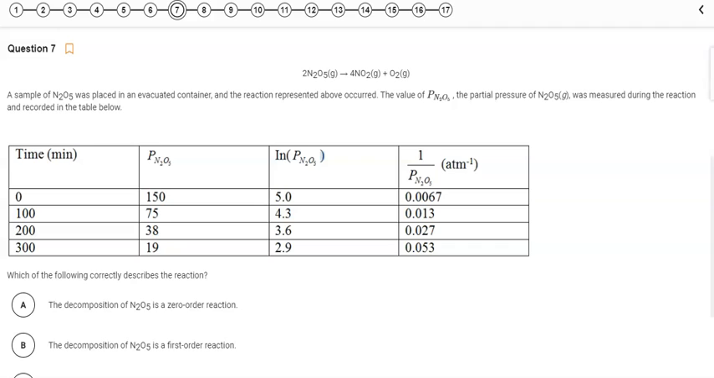Okay, here we go. So again, we've got a table of values. They want you to determine what kind of reaction this is. This is the one we already did. I don't know, it showed up a second time for some reason. So the answer would be first order, because for each time interval of 100 minutes, the natural log goes down by the same amount, 0.7, 0.7, 0.7. That means it's a negatively sloped straight line. Okay, let's keep moving.